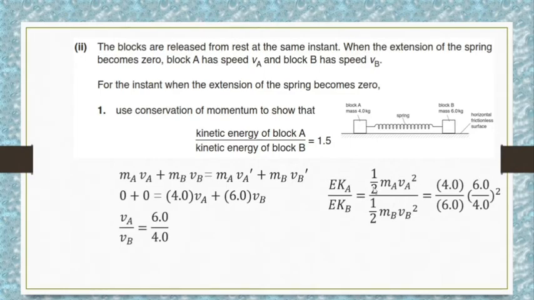So a half MA VA squared over a half MB VB squared. We can cross out the half, and then MA is 4, MB is 6, and VA over VB is 6 over 4. So now we have 2 over 3 multiplied by 3 over 2 squared, and we'll get 1.5.